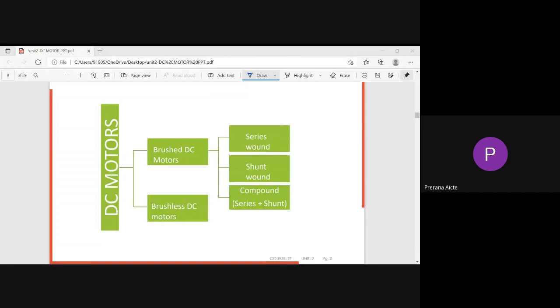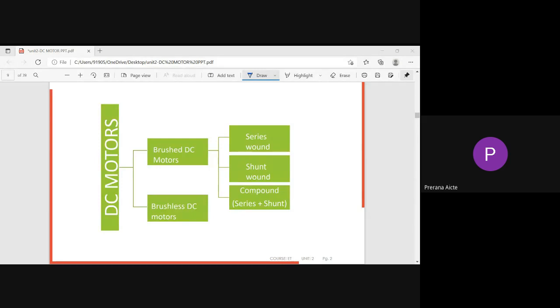Today's class is lecture 2 on DC motors. The basic types of DC motors are brushed DC motor and brushless DC motor. In brushed DC motors, there are two types based on their methods of excitation: separately excited DC motor and self-excited DC motor.